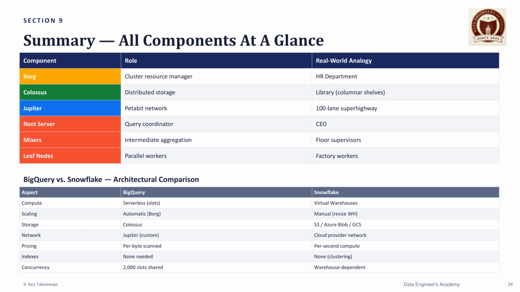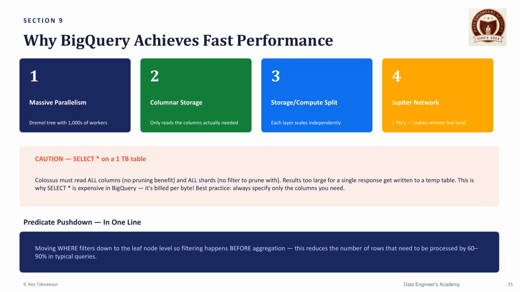Remember, BOG manages resources, Colossus stores data, Jupyter provides the network, and Dremel executes the query using a tree of leaf nodes, mixers, and a root server. BigQuery achieves its speed through massive parallelism, columnar storage, and separated compute and storage layers.